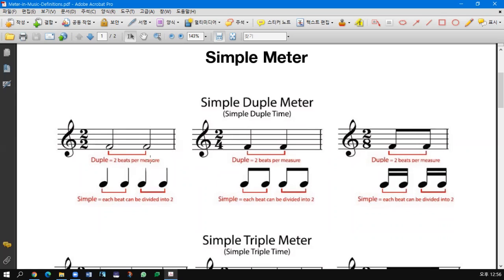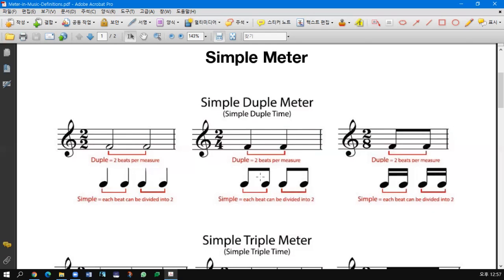And then we have two categories of the meter. Sorry, we have a simple meter and compound meter. Simple meter means each beat can be divided into two. So each half note can be divided into quarter notes, right? And each quarter note can be divided into eighth notes, and each eighth note can be divided into two 16th notes, right?